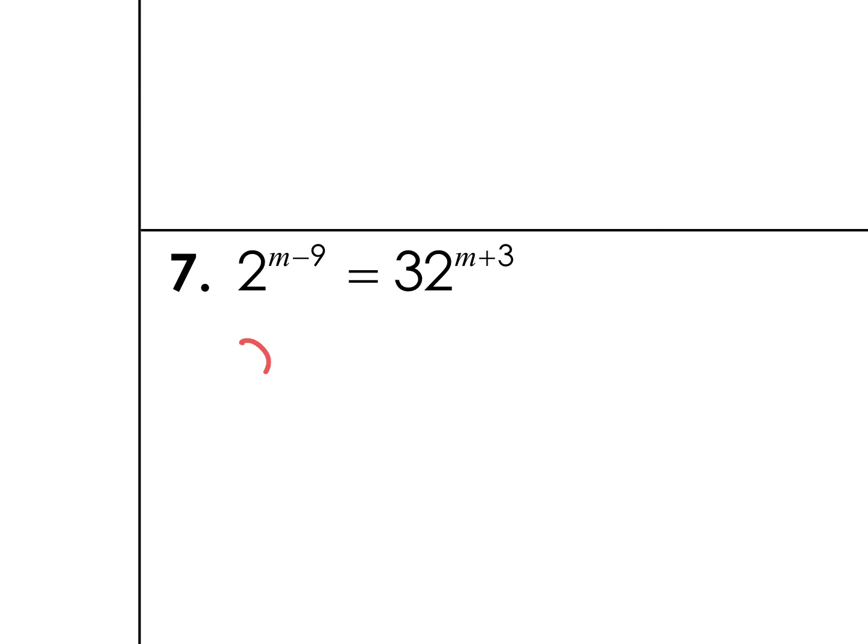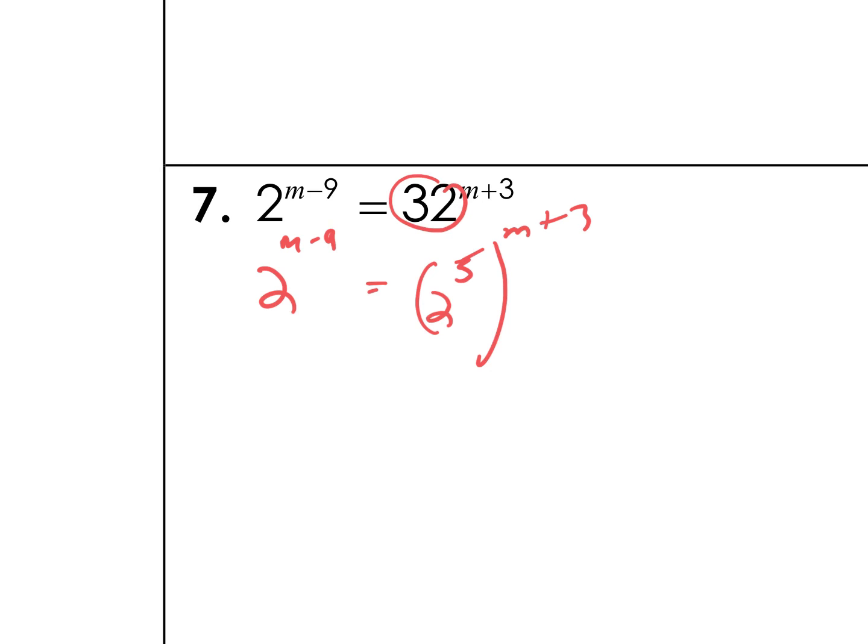So 2 is raised to the m minus 9. 32 I'm going to write as 2 to the 5. But this is where it gets tricky. All of 2 to the 5 is raised to the m plus 3. So now I have to ask another question that I know you guys know the answer to. How do you handle a base to a power to another power? You multiply. That's right. So it's distribute 5 times m plus 3. Well, how do you multiply a 2 times an m plus 3?